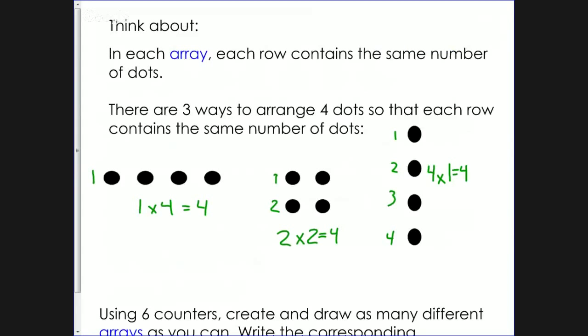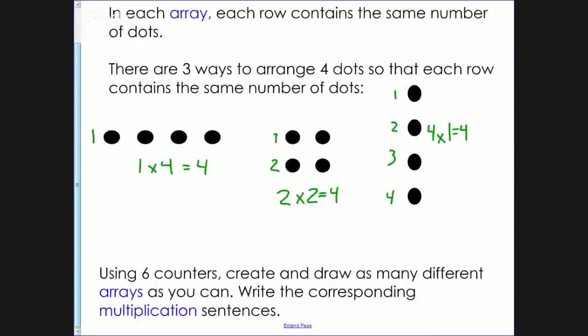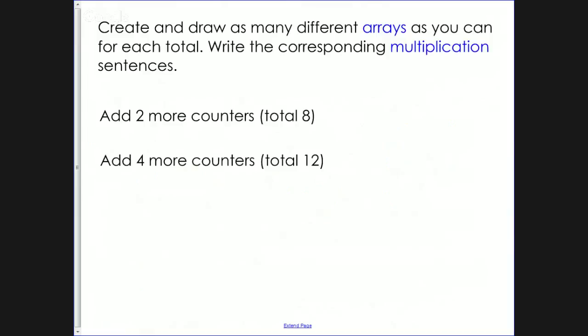So I'm going to go back to that for a second. At the bottom it says, using 6 counters, create and draw as many different arrays as you can. Write the corresponding multiplication sentences. So a good practice for right now would be to pause the video and find 6 counters and practice this skill of taking the 6 counters and finding the different ways to arrange them so that you can write and then practice coming up with the multiplication statements, which are these. This is a multiplication sentence or statement that they are asking you to create. So we're going to move on to the next screen. That's something that you can try out on your own.